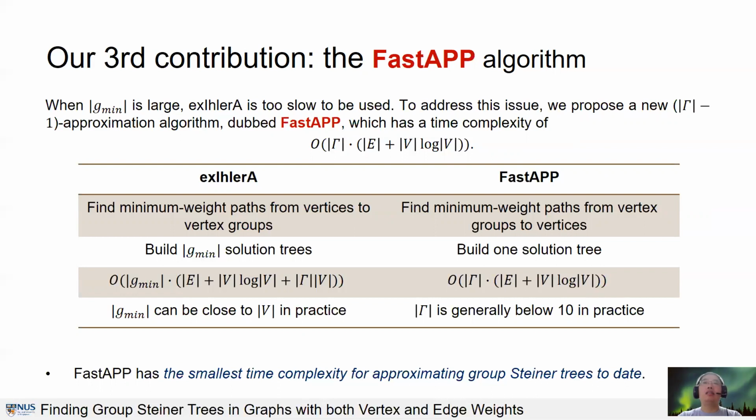As a result, the time complexities of X-ELA and FastApp are proportional to g_min and Γ, respectively. In practice, g_min can be close to V, while Γ is generally below 10 in existing data management applications. Thus, the newly proposed FastApp can be much faster than X-ELA in practice. As a matter of fact, FastApp has the smallest time complexity for approximating group Steiner trees to date.